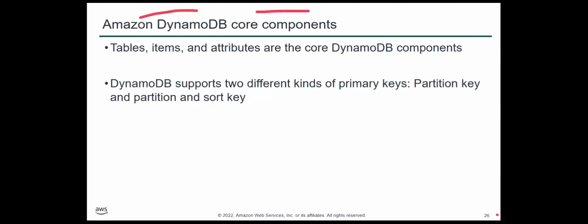Amazon DynamoDB core components. What are the core components? DynamoDB mainly will have tables. As I told you, tables, items. Items is nothing but one value, one row, key value.